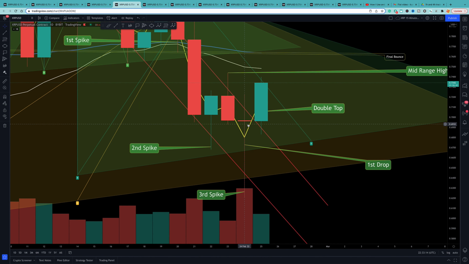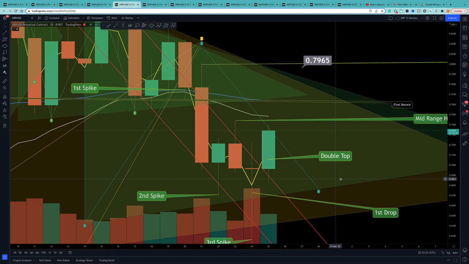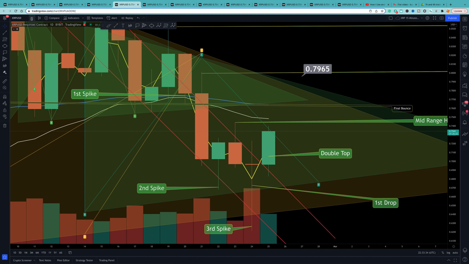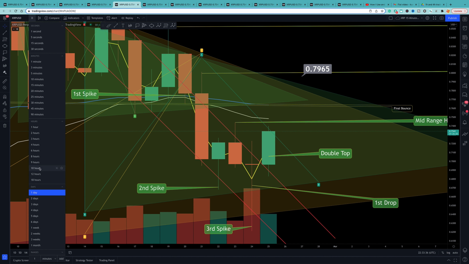But this is why this is really important. This is such a solid rejection here. So it's an evening star, or a morning star. Well, I'll find out. I always get them mixed up. Okay. So now let's go back into the smaller time frame.